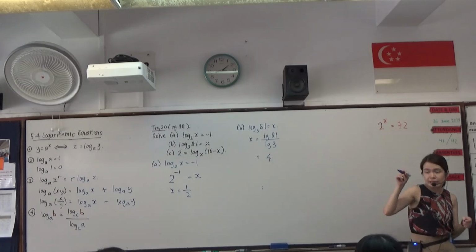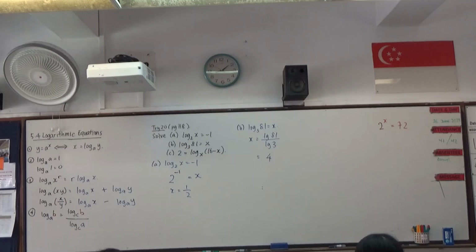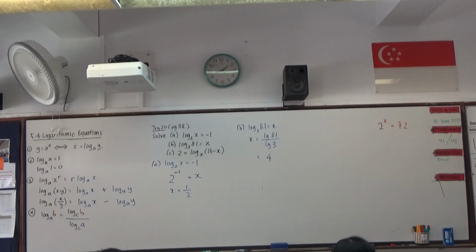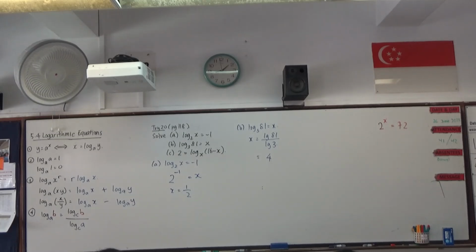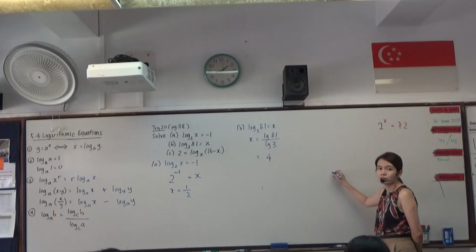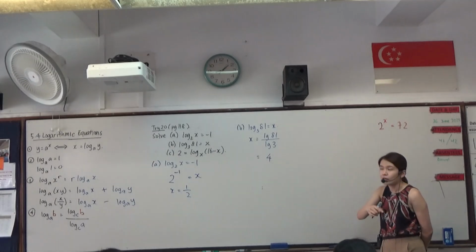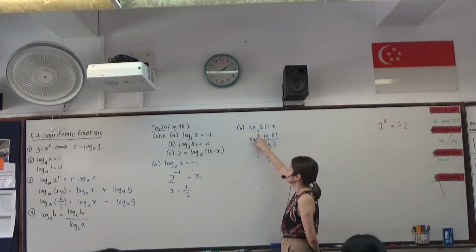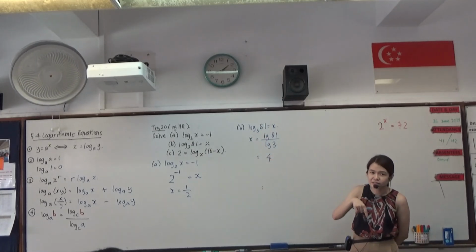The log button is just the LOG button. I changed to a base 10 because the calculator can only do base 10. Common log. Why do you want to do that? Because your calculator can only give base 10. Your calculator cannot write log 81 base 3. So that's why I want you to press the calculator.